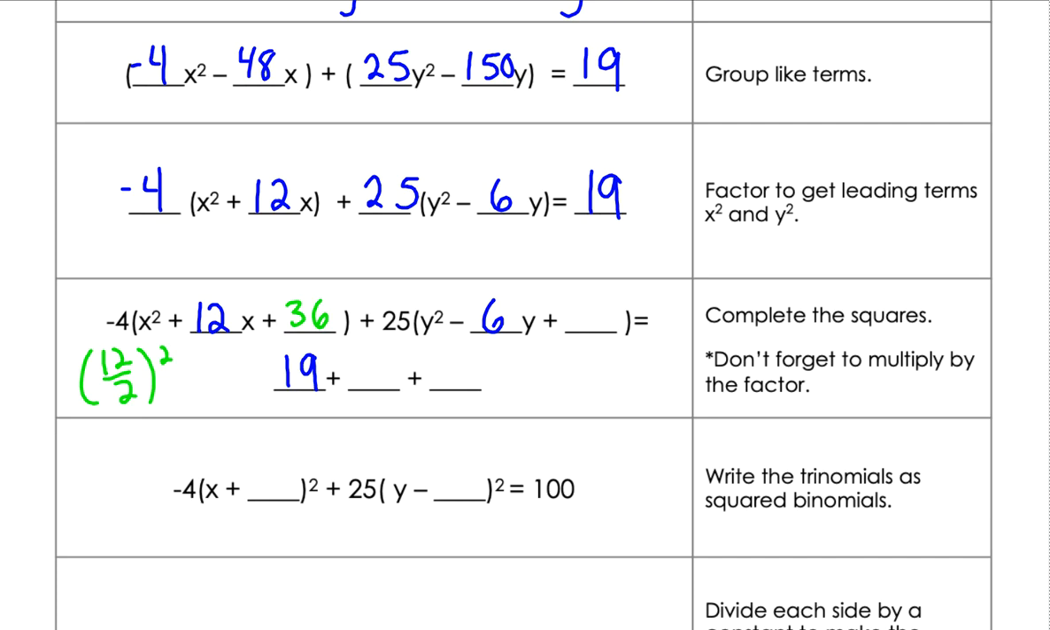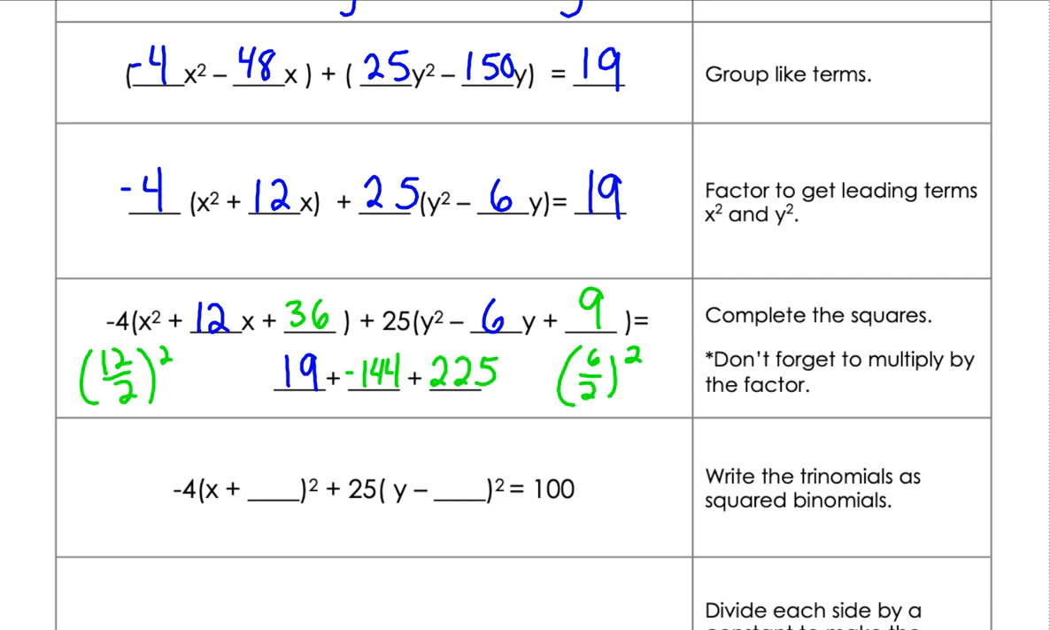And that 36 is really being multiplied by -4. So I would be adding -144 to my other side. Completing the square of the y's, taking 6 divided by 2 squared. That means I'm adding a 9 in there. But again, remember that 25 is being multiplied by the 9. So I'm actually adding 225 to that side.